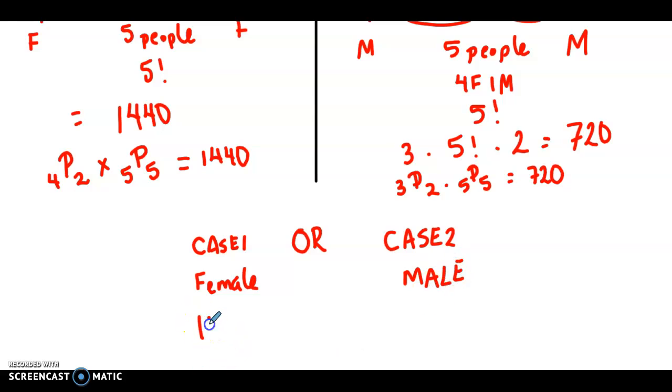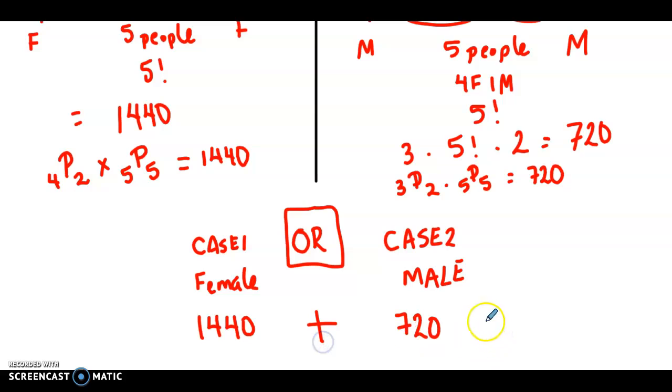There are 1,440 ways to find the number of ways to sit those people where there is a female at the end of each row. There's 720 for the case where we have a male at each end. Since we have or, we are going to add those cases together, and that gives us a total of 2,160 ways to either have a female at each end of the row or a male at each end of the row.